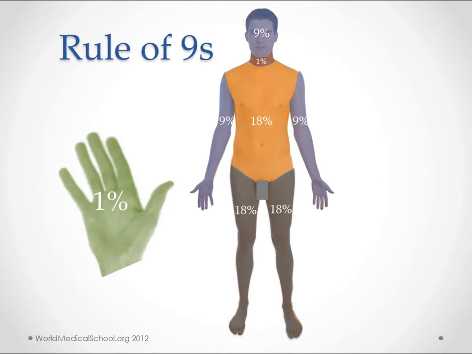So the rule of nines, just like I promised, is right here. This breaks up the body into numbers divisible by 9. So each arm is 9% of the body. The front of the thorax is 18%, as well as each leg is 18%. Then the back of the thorax is another 18%.